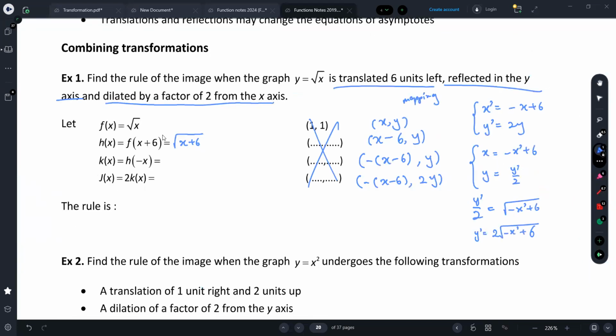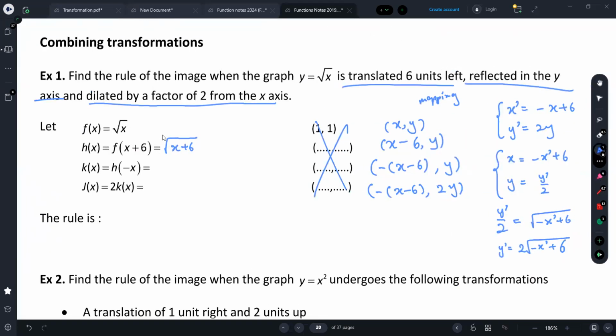The next step, reflecting in the y-axis, that's when you turn the x all into negative x's, right? Negative x plus 6. And then dilation by a factor of 2 from the x-axis, it's multiplying outside the function. So just in front of everything. Okay, all good?